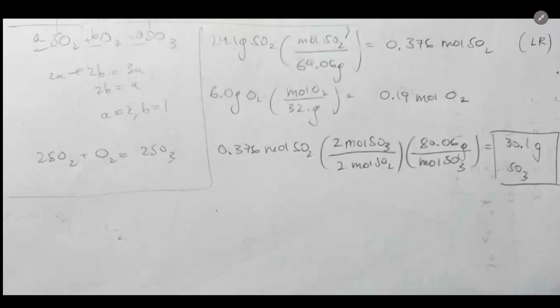All right, so now we've identified the limiting reagent. That's going to be SO2. You take those moles of SO2 and you do a molar ratio, multiply by the molar mass of SO3, and you'll find that we have 30.1 grams of SO3.